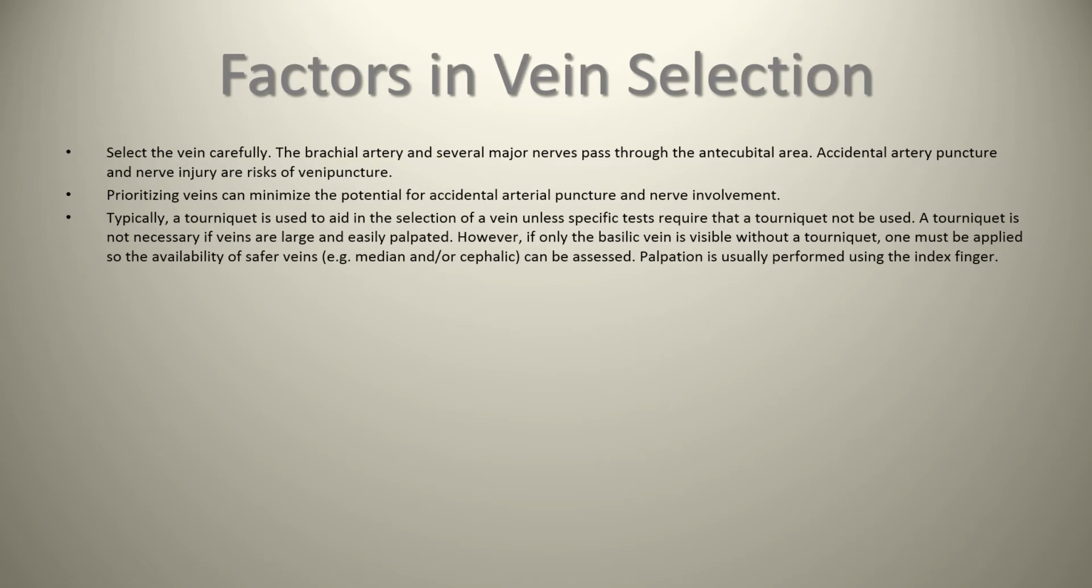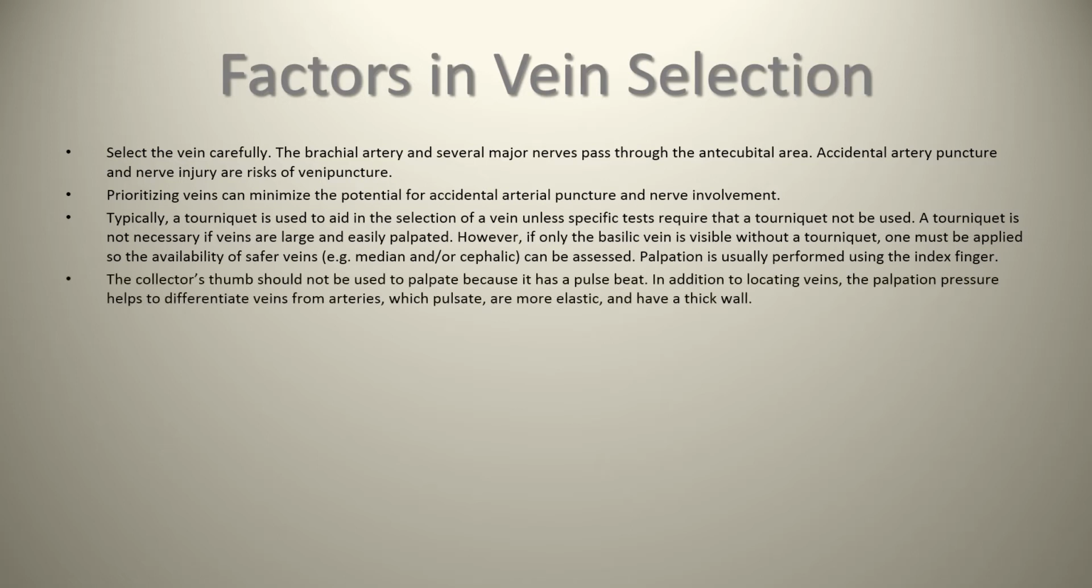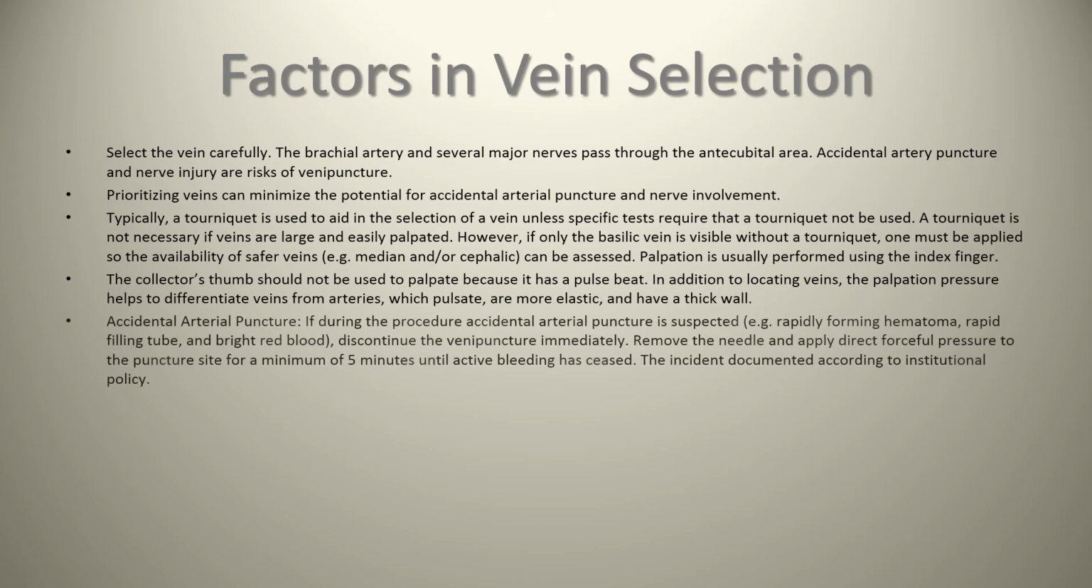Palpation is usually performed using the index finger. The collector's thumb should not be used to palpate because it has a pulse beat. In addition to locating veins, the palpation pressure helps to differentiate veins from arteries, which pulsate, are more elastic, and usually have a thicker wall.